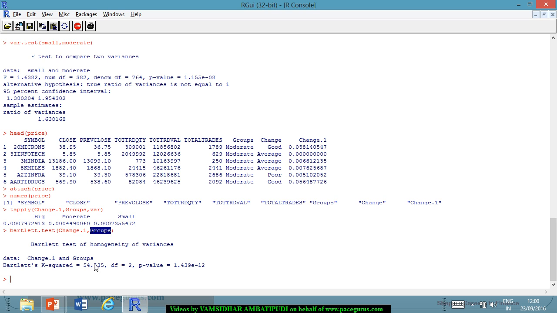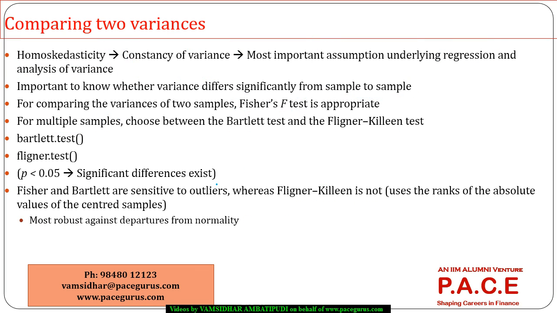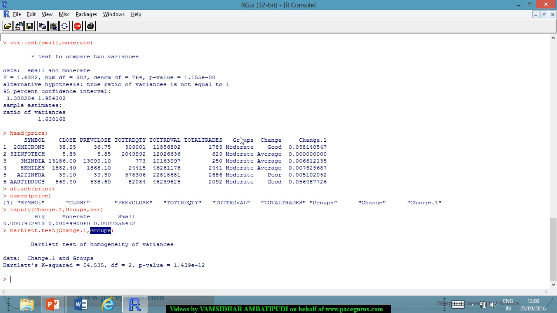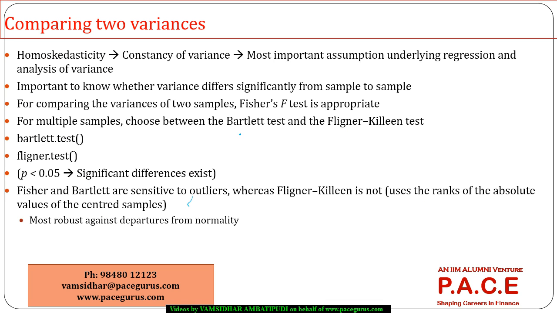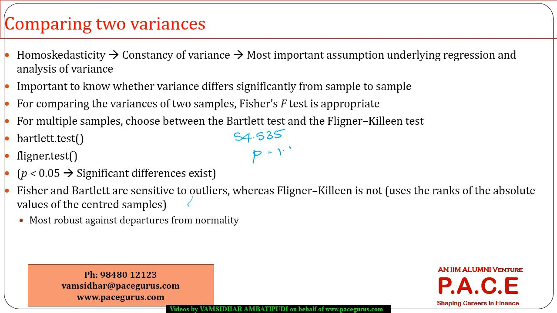So the Bartlett test, wherein I am looking at the variance of change.1 across the various groups, is coming out with a Bartlett's K squared of 54.535. This is the Bartlett K squared. And the degrees of freedom is 2 because we have 3 groups that we have focused on. And the p-value is coming out as 1.439 × 10^-12.